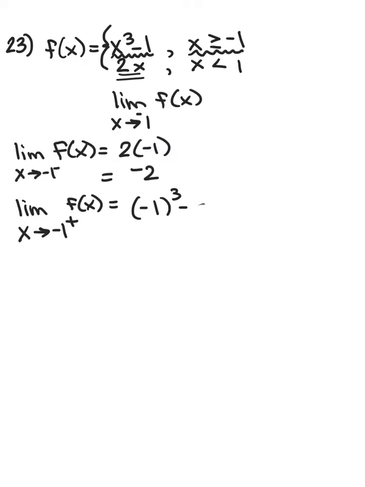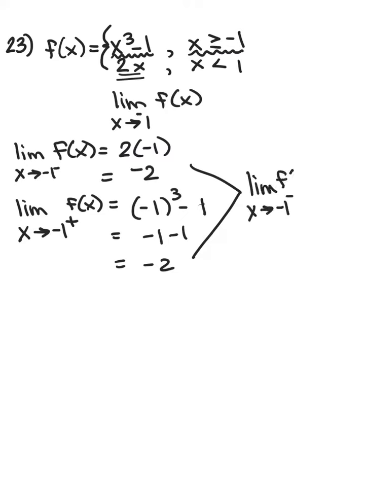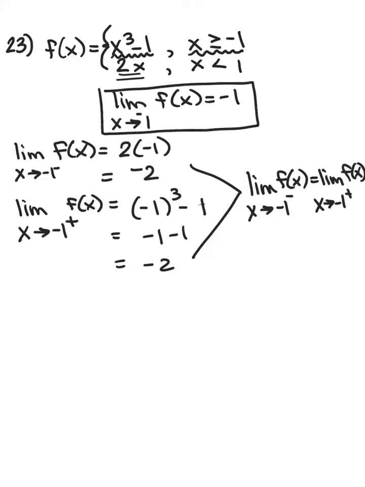Okay, so -1 cubed is -1, minus 1 equals -2. Look at what we notice here. The limit as x approaches -1 from the left is equivalent to the limit as x approaches -1 from the right. So therefore, the limit does exist. So the answer then would be -1. Okay, so that is number 23.